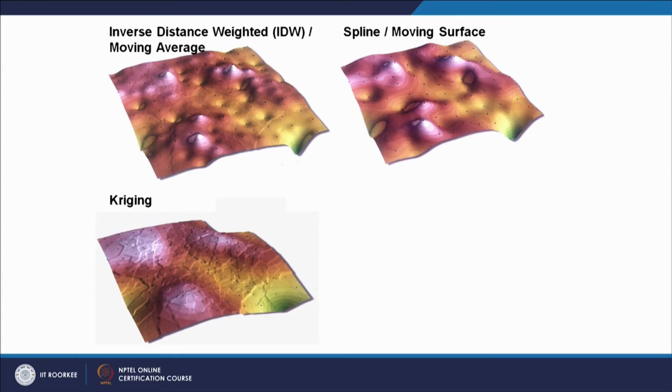So, here an example is shown using different techniques on the same point data sets. A surface has been created using the IDW method, then a spline method, and the kriging method. You can see how completely different surfaces have been created using 3 completely different interpolation techniques. Though IDW and spline are producing somewhat closer surfaces, the kriging surface is altogether different.